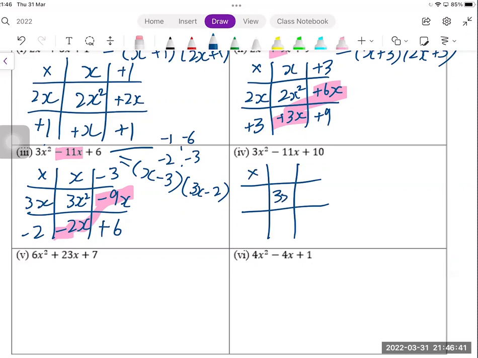So this one I have 3x squared here. I have 10 here. This can only be broken down into x and 3x. So to get negative 11, I will put negative 2 here. I'll put negative 5 here. So this gives me negative 5x, negative 6x, which is what I was looking for. I want to have negative 11x. So do you manage to get an answer? x minus 2, 3x minus 5.